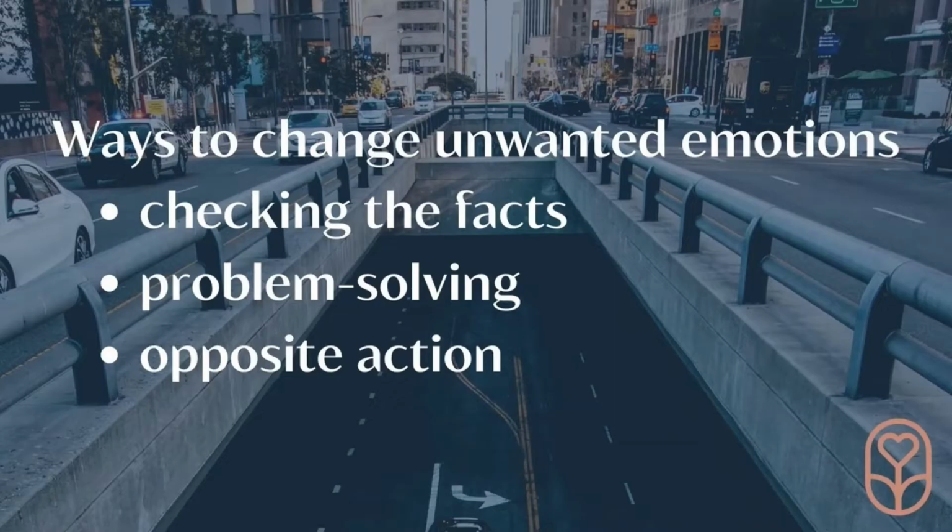There are 3 ways to change unwanted emotions: checking the facts, which you've already learned; problem solving, which is changing your emotions by avoiding, modifying, or solving the event promoting the emotion; and opposite action, which is changing your emotions by acting opposite to your emotional urge to do something. For both opposite action and problem solving, you have to check the facts first.